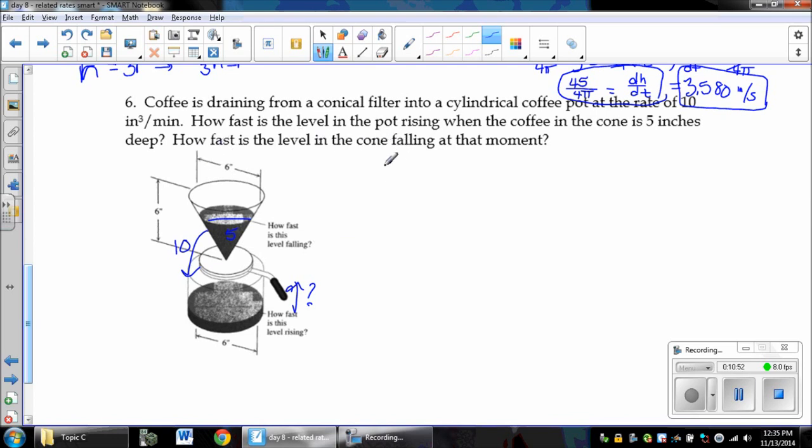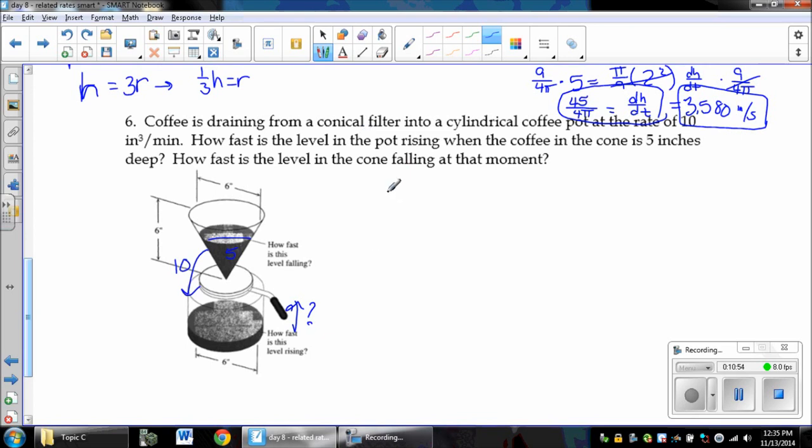So we're interested in two volumes here. We're interested in the volume of a cone, which is going to be 1/3 pi r squared h. And we're also interested in the volume of a cylinder, which is pi r squared h.